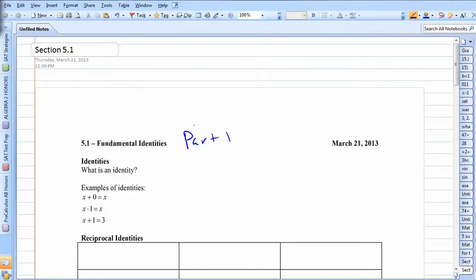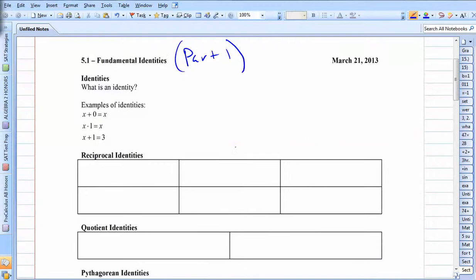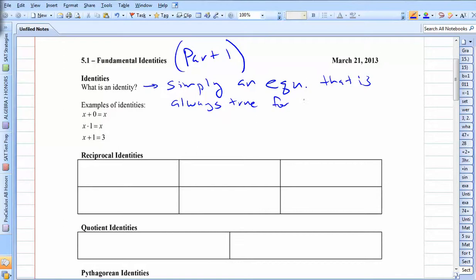Part 1, which is about fundamental identities. We'll start with defining an identity. An identity is simply an equation that is always true for any x value.